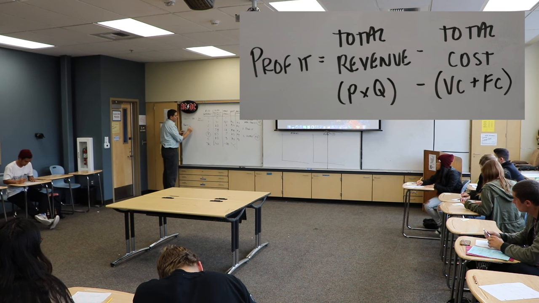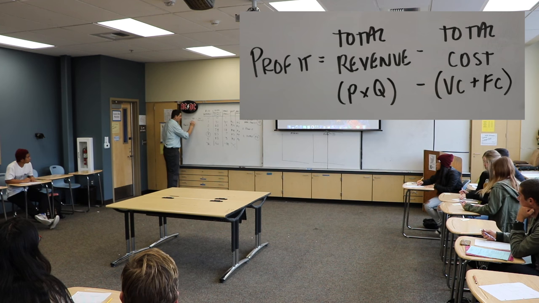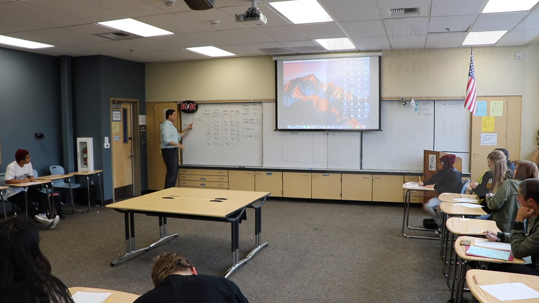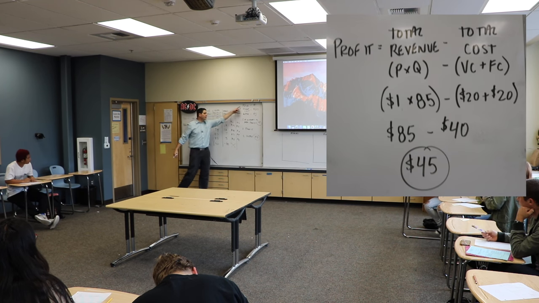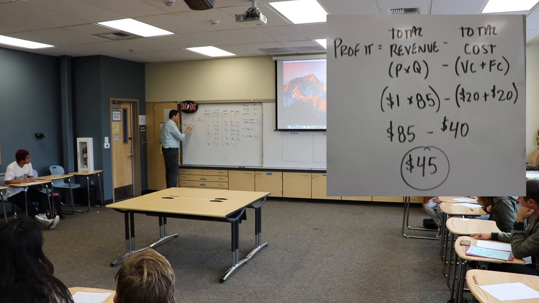What's your total revenue? Well, how do we figure out total revenue? It's your price times the quantity, yes? You guys with me or no? Yes. Good. What's the price you sold each unit for? One. I sold it for a dollar each. How many did I sell? 85. $85 total money came in. All right, so far so good.